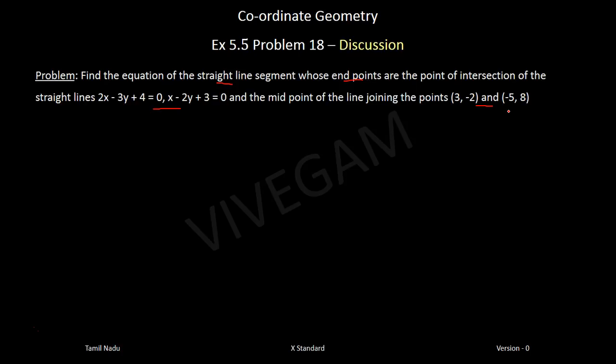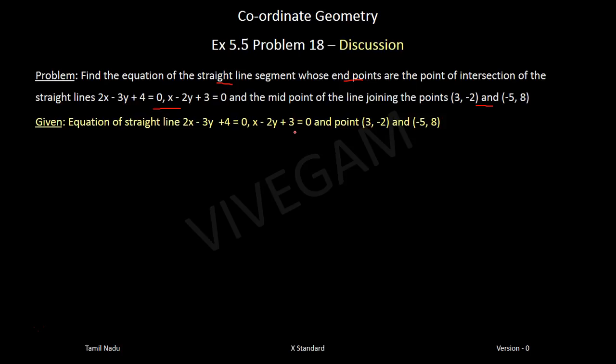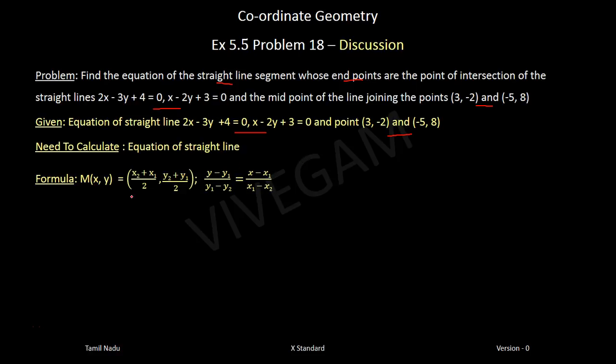So let's list out. The equations of 2 straight lines are given and 2 points are given. From these 2 lines we can get 1 point of intersection, and from these 2 points the midpoint is another point. So these are the 2 points with which we will calculate the equation of the straight line. We will use the midpoint formula and the 2-point form: (y minus y1) divided by (y1 minus y2) equal to (x minus x1) divided by (x1 minus x2). So what will be the step 1?